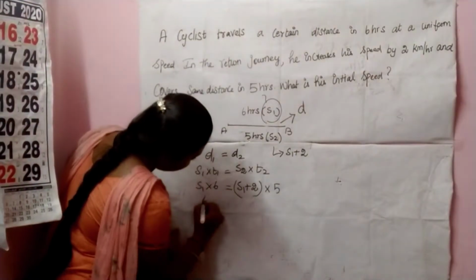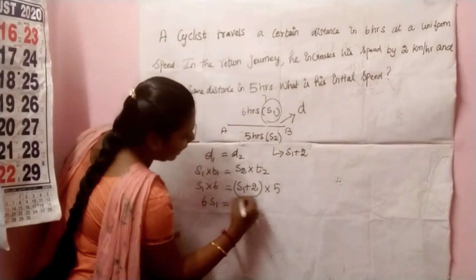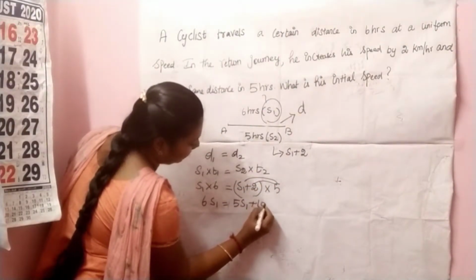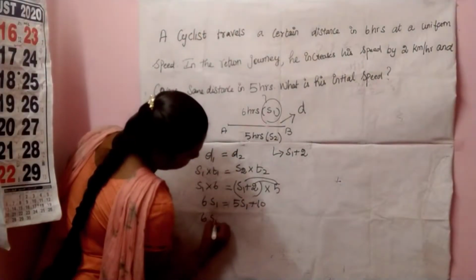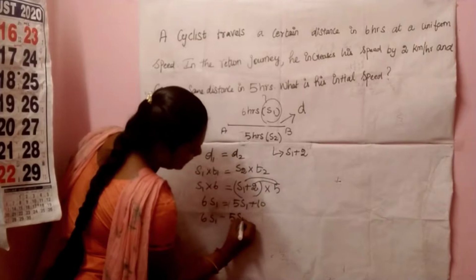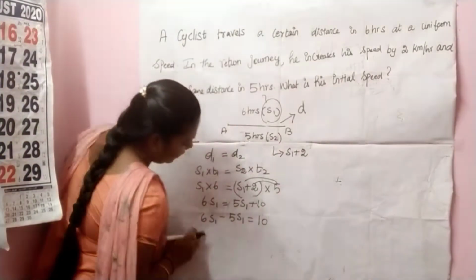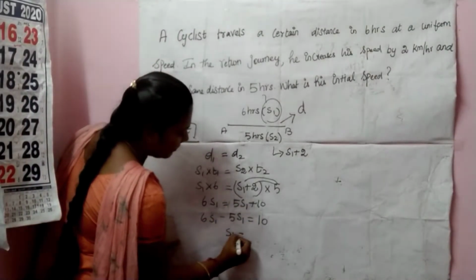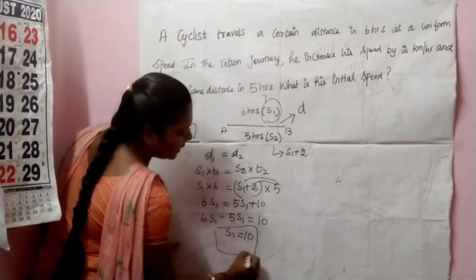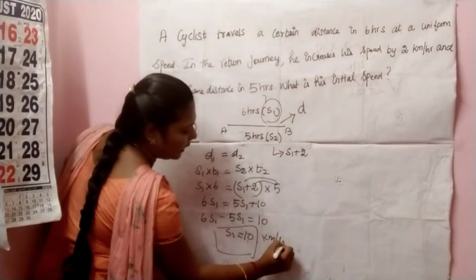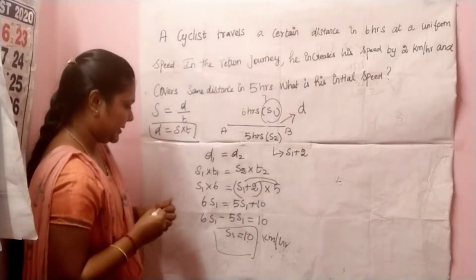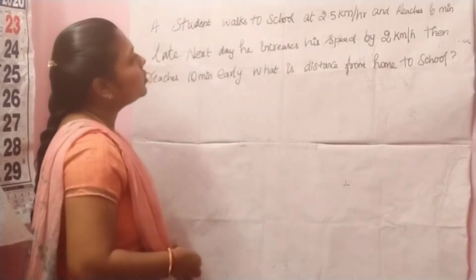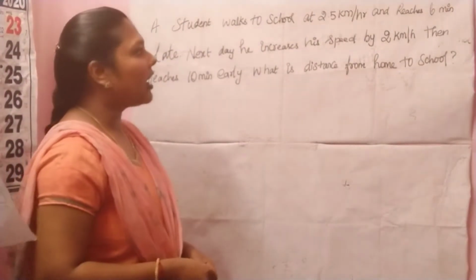So this will be 6S1 is equal to, multiplying 5 inside, 5S1 plus 10. Therefore, I am grouping the S1 terms. Here it becomes 6S1 minus 5S1, which is equal to 10. So 6S1 minus 5S1 will be S1, 6 minus 5 is 1, right? Therefore, my initial speed is 10 km per hour. That's it.